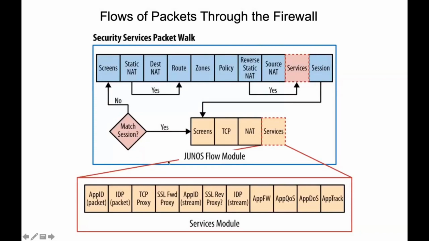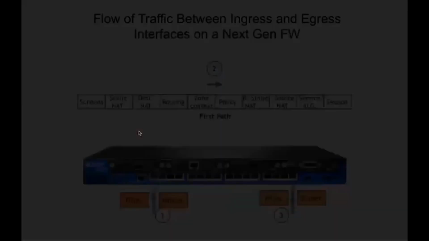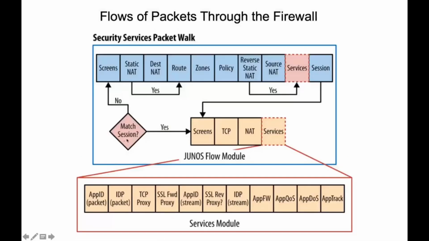So assuming that our ingress interface is interface number 1, we're going to check if we have a session already established for that traffic, or if we don't have a session, we're going to be processing the packet using this module here. So the first thing that we're going to check is the screens. This is simply a protection for the most common attacks, such as denial of service attacks.